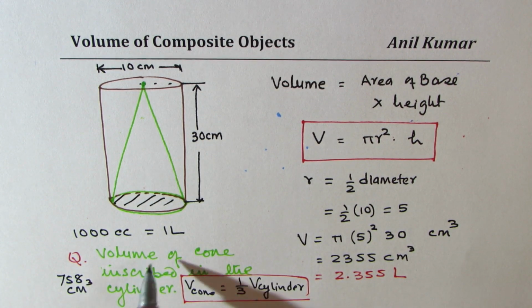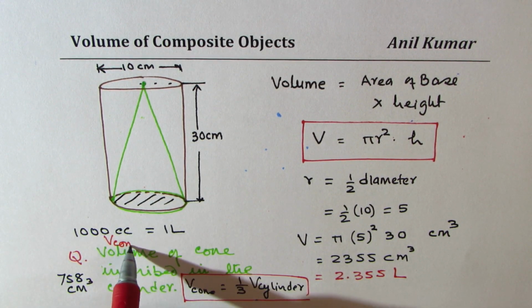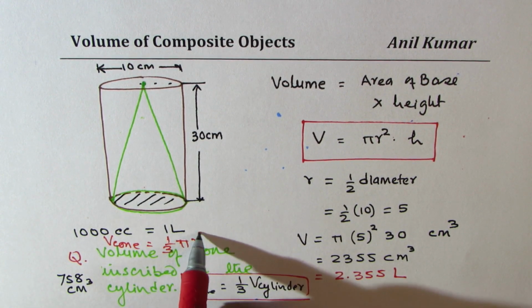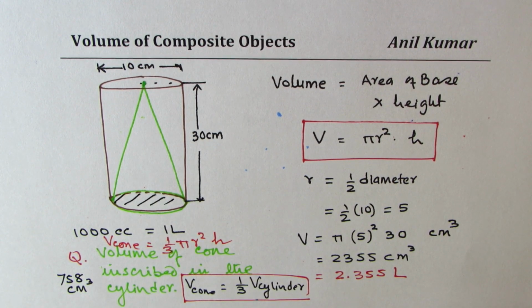Okay, so for the volume of cone, we can write a formula. Let me write here, volume of cone equals 1/3 of pi r square h. Is that clear? So that is how we can calculate the volume of a cone inscribed in a cylinder also. I hope that makes sense.